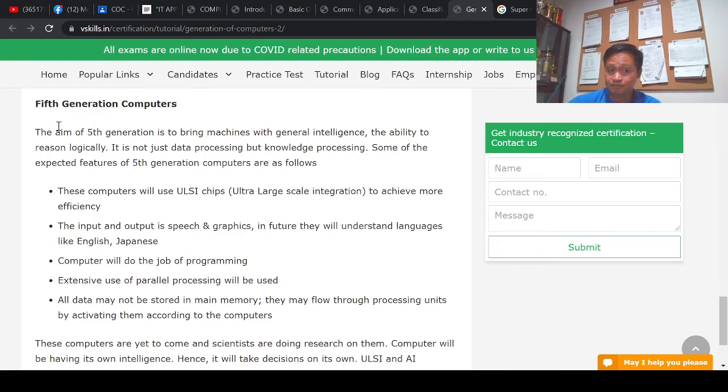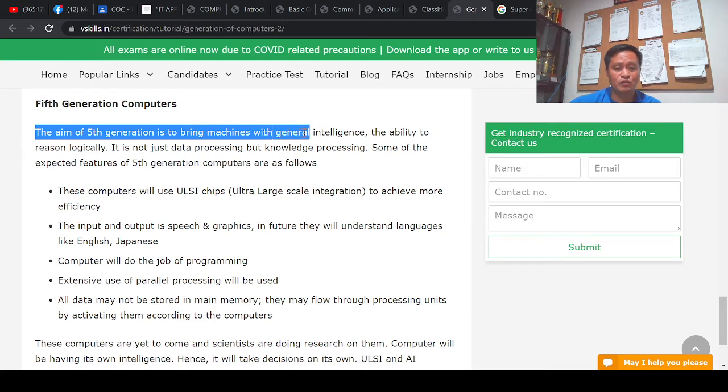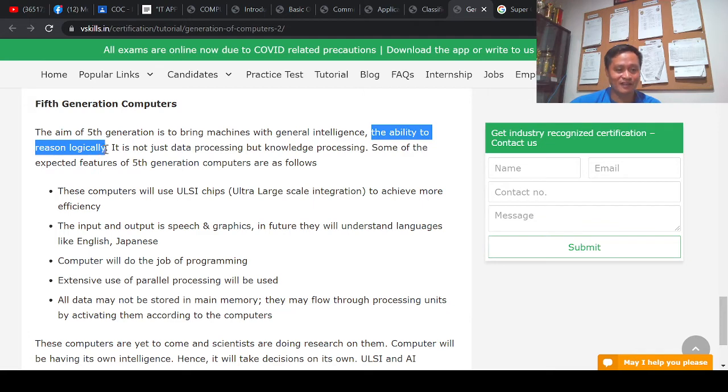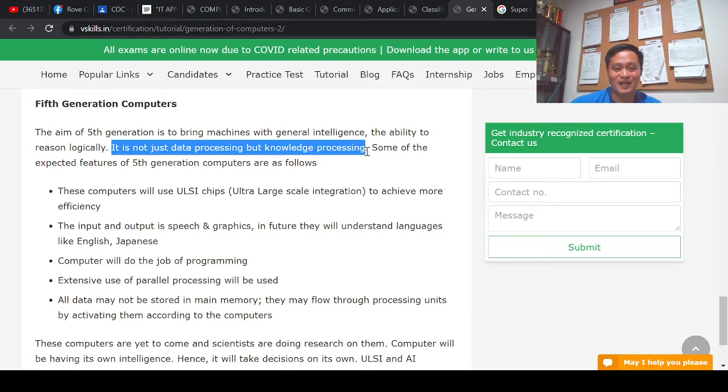And the last generation is fifth generation computers. The aim of fifth generation computers is to bring machines with general intelligence. Look at this. The ability to reason logically. It's like human beings. It is not just data processing but knowledge processing. From the first generation down to the fourth generation, it is data processing. But now, fifth generation computers target knowledge processing.